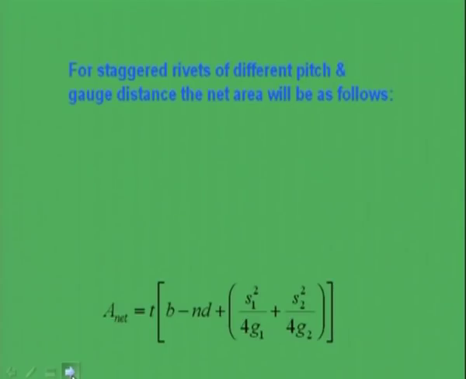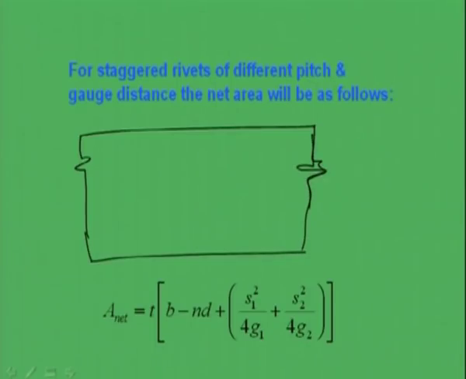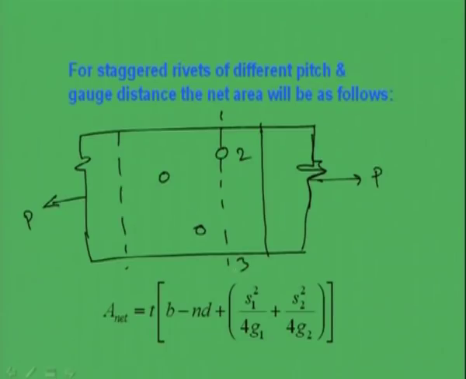Now another thing is that if the gauge distances are different, that means suppose the plates are provided like this, so forces are P. This is one plate, another plate is here, and we have this is one, and this is another, like this. So what will happen? So chances of failure will be 1, so this is 2 and this is 3, this is 1. Another thing is like this it may fail.